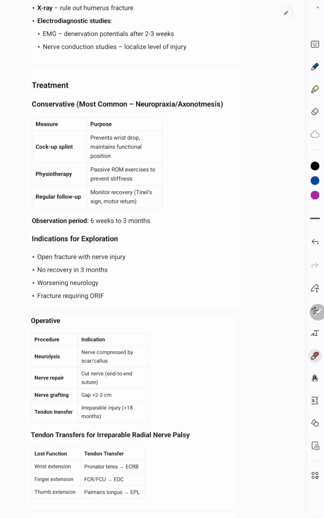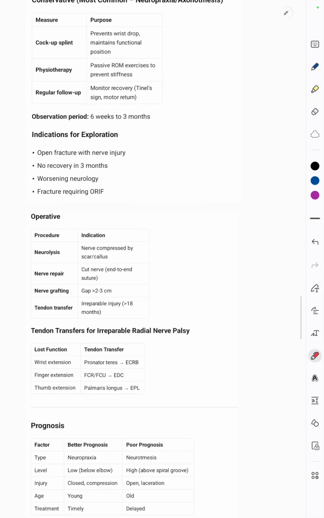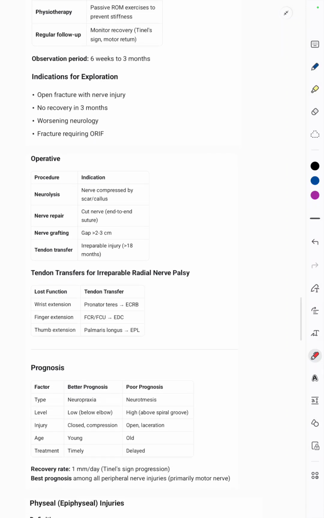If more than 3 months, if there is no recovery or if there is open fracture, or progressive worsening takes place, then in that particular case operative exploration should be done. Operative exploration includes neurolysis, where the nerve is compressed by the scar or the callus. Nerve repair is done when there is a cut nerve.